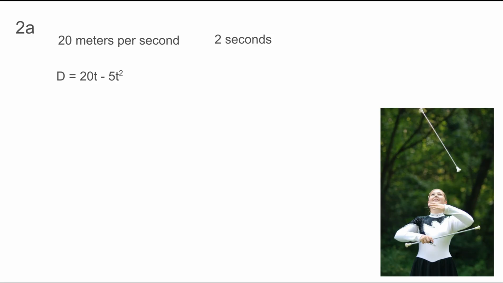And it says, how far will it have gone after 2 seconds? So we're going to put 2 in for our t. We're going to solve this, and it gets 20 meters. It goes 20 meters in distance total in 2 seconds.